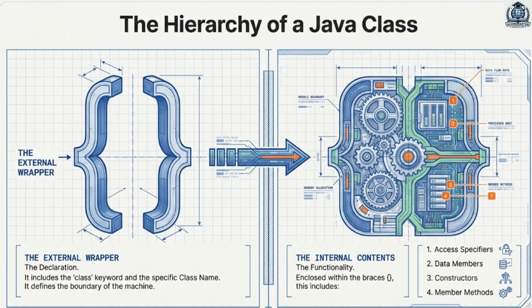Data members, variables that store the object's data. This is the state of your class. Constructors, special methods that initialize objects the moment they are created. Skip this properly, and you invite bugs. Member methods, functions that define what the object can actually do. Behavior matters more than structure.